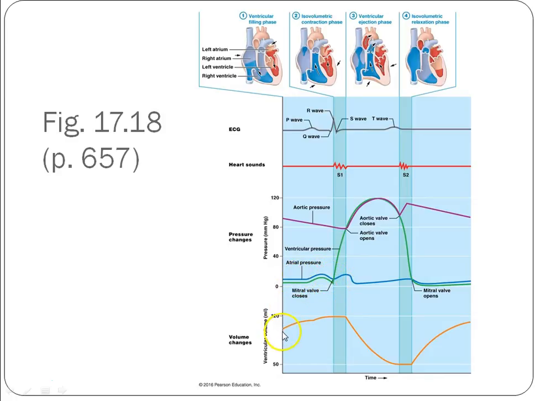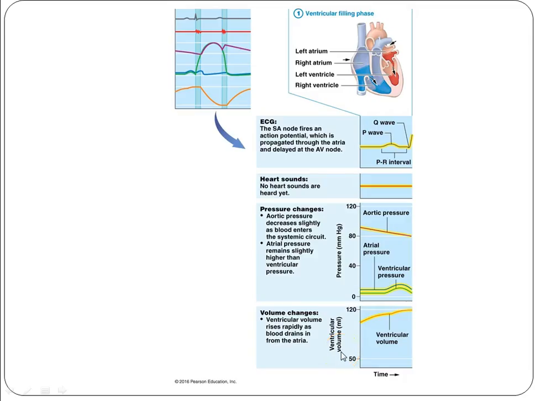And then we also are going to look at these changes in volume of the ventricle. So this is ventricular volume in milliliters. So again, we can see our maximum and our minimum and the changes that occur. So we're going to connect all of these.